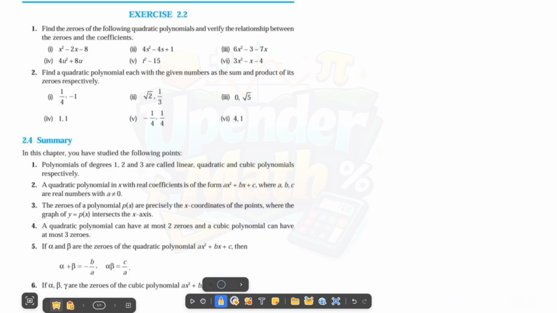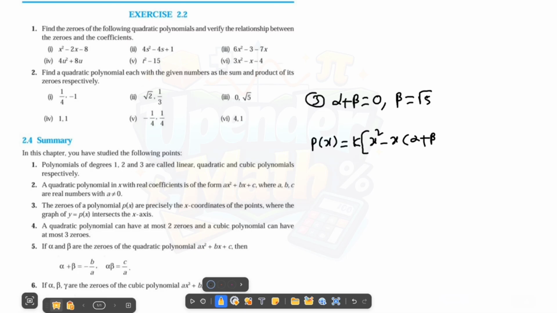Next, third problem is sum of the zeros is 0 and product of zeros is root 5. So let's write, if alpha and beta are the zeros of the polynomial, so sum of the zeros alpha plus beta is 0 and product of zeros alpha beta is equal to root 5. So what is the formula? P of x is equal to k of x square minus x of alpha plus beta plus alpha into beta.